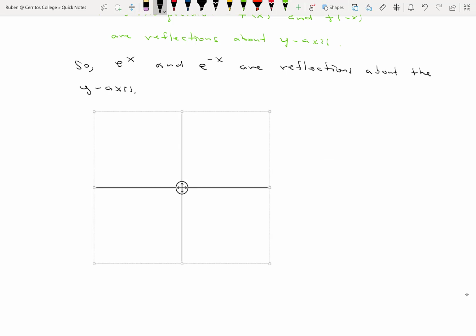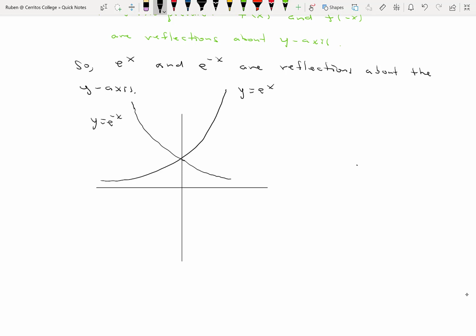So here's e to the x, y equals e to the x. If I reflect this graph across the y-axis, I get e to the negative x. They both go through the point 0, 1. And you ought to memorize both graphs. These graphs happen over and over and over again in STEM field mathematics, okay?